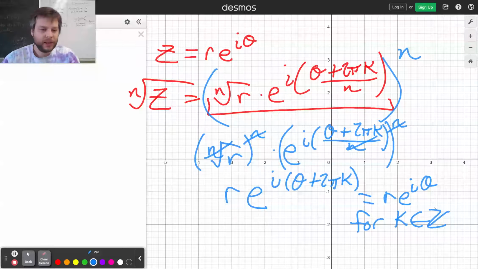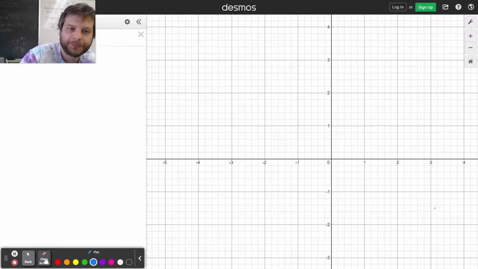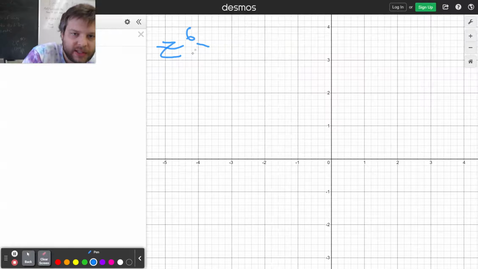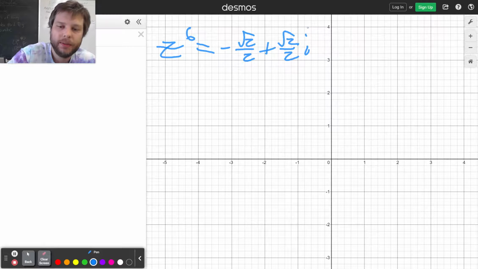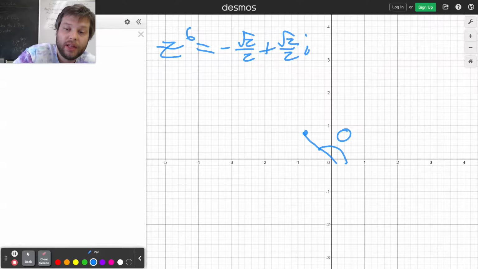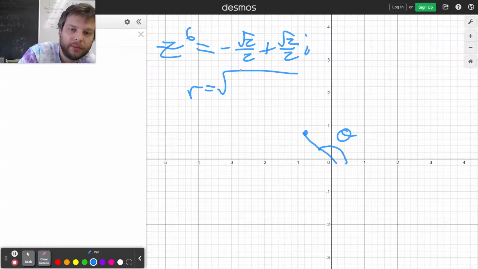So just to finish up this video with a quick example, let's say for some reason they ask me to solve z to the 6th equals negative square root of 2 over 2 plus root 2 over 2 i. What I'm going to do is find that value. It's something like this. I'm going to find the theta and the r. The r you find by taking the square root of the x coordinate squared plus the y coordinate squared.